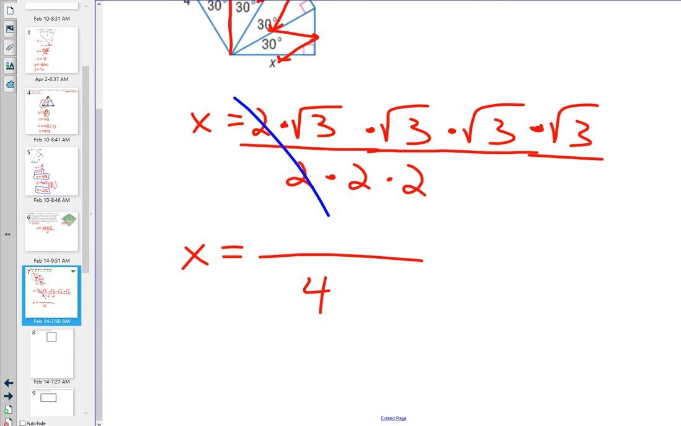On the top, everything is underneath the square root, right? Square root of 3, right? No, it would not be 4 square root of 3. That would be the case if you were adding them. But if you're multiplying them, you can actually multiply the numbers on the inside. So what is 3 times 3 times 3 times 3? 81.